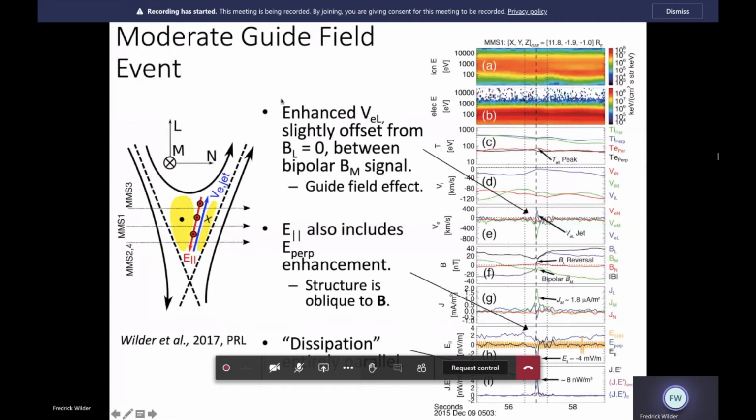You guys can see my cursor, right? I've been pointing to stuff with the cursor, and I don't know if it does that on Teams. It does. Okay, great.